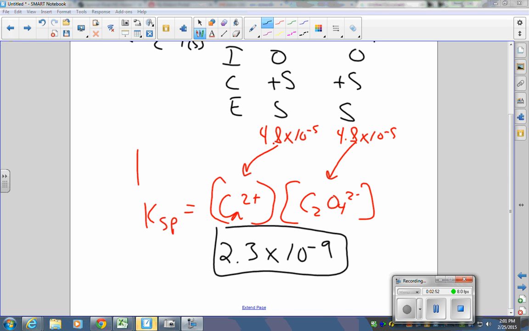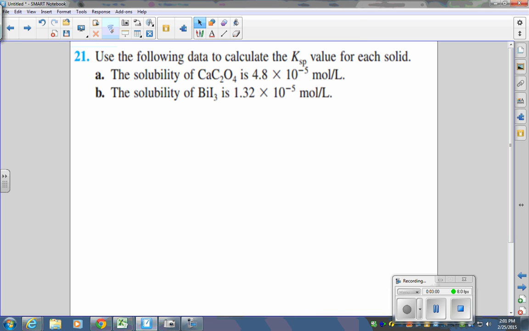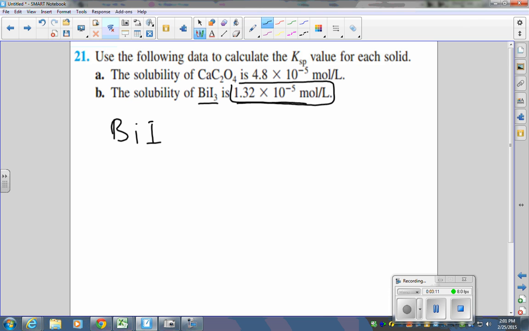Piece of cake. Next one. If I look here, go back up. The second thing they ask you to solve for is BiI3. They're telling me the solubility of it is 1.32 times 10 to the negative 5th. So I'm going to write BiI3, solid. I'm going to break it up into Bi3+ and 3I-, right?